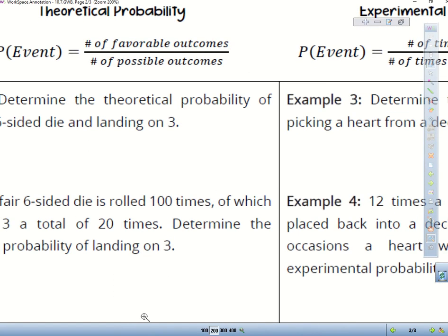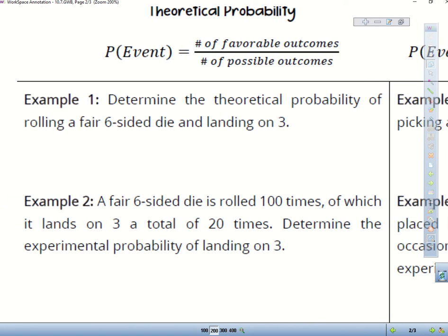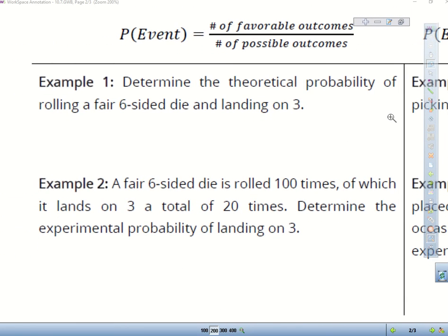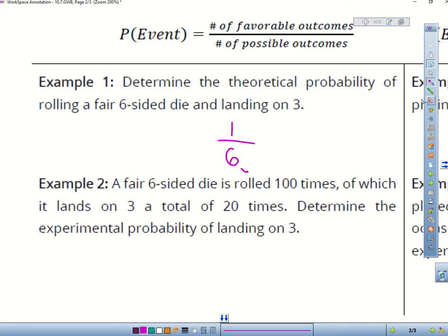So if we zoom in here, determine the theoretical probability of rolling a fair 6-sided die and landing on a 3. How many sides of a die have a 3 on them? 1. Good, so 1 out of? 6. Good, so you have a 1 out of 6 chance of rolling a 3.